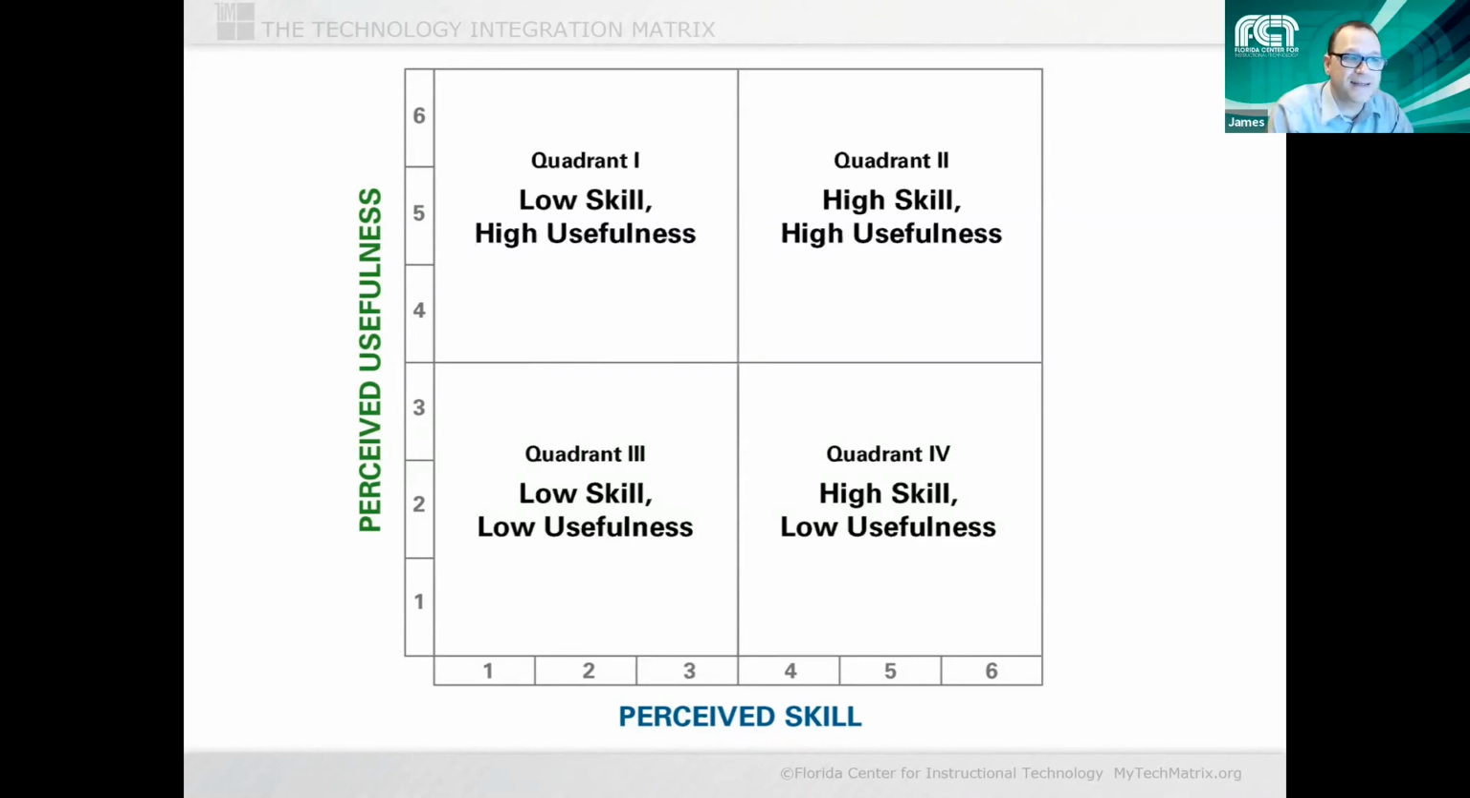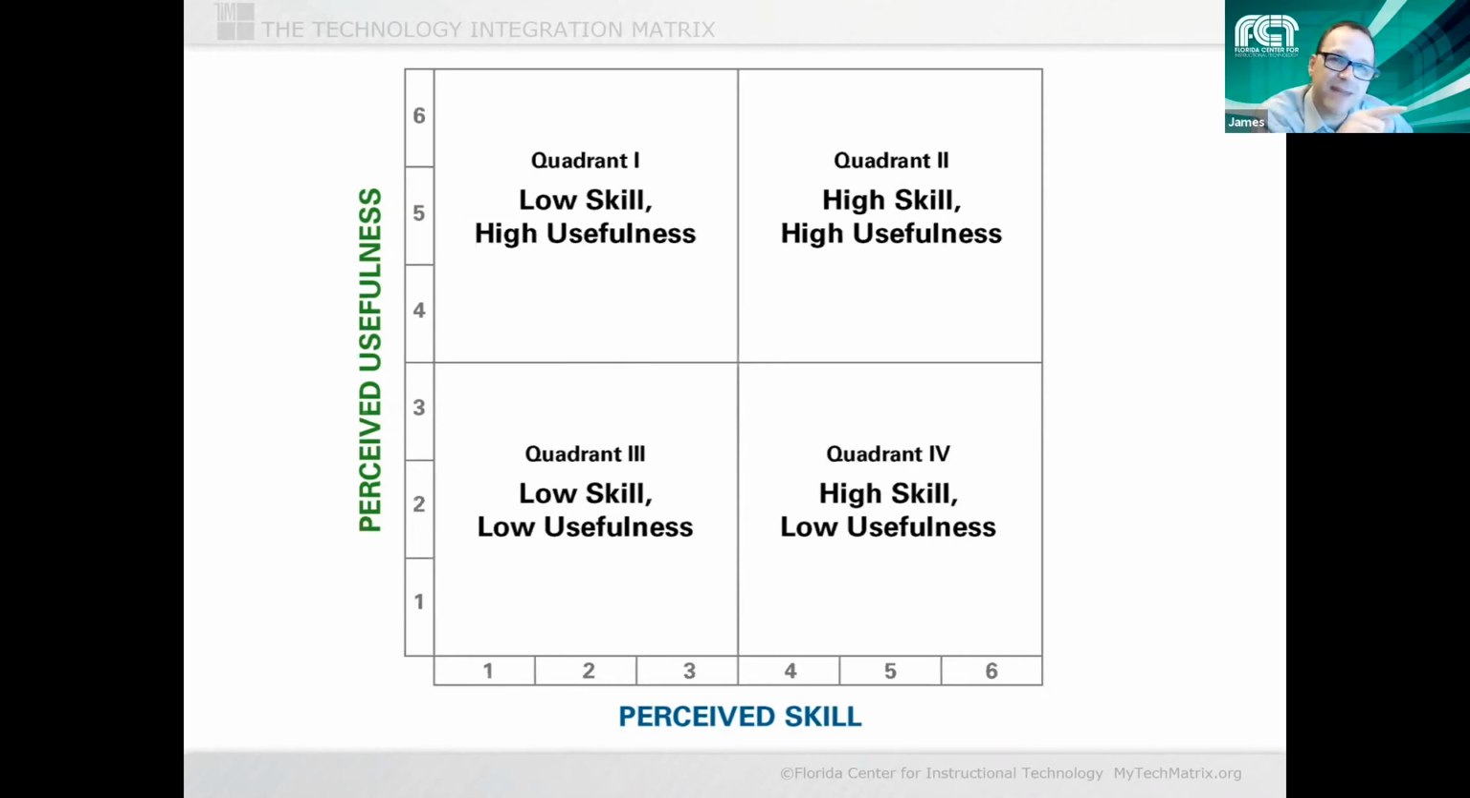which is very different from high skill, low usefulness, that quadrant 4, where the teacher says, I know how to use this technology, but this is not an important technology in my classroom. And so using data like this, you can look at that and say, well, okay, maybe they're right. Maybe that's not a useful technology for them in the classroom. That's fine. You can leave it alone.